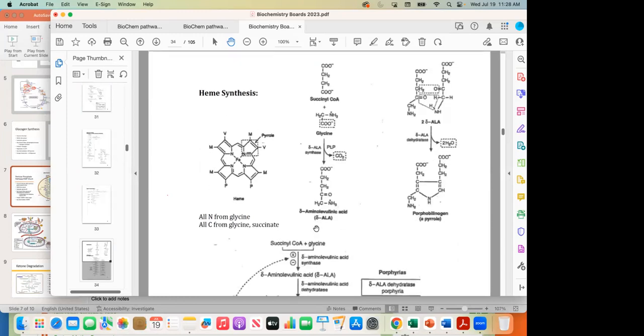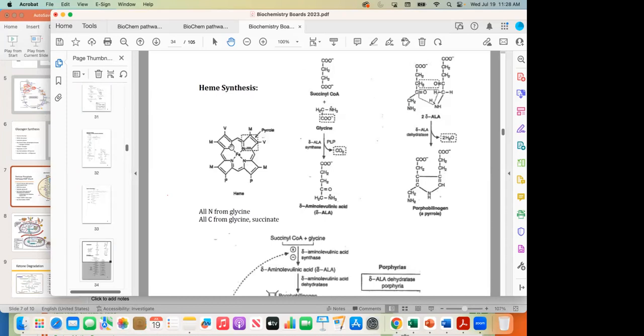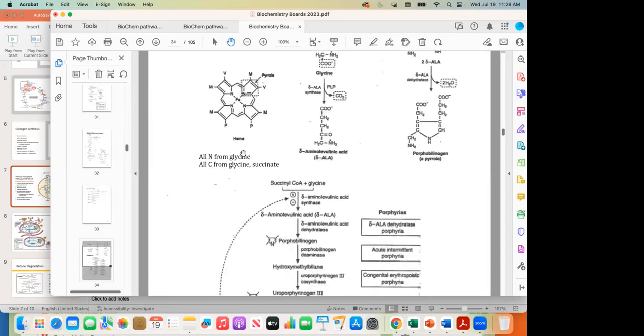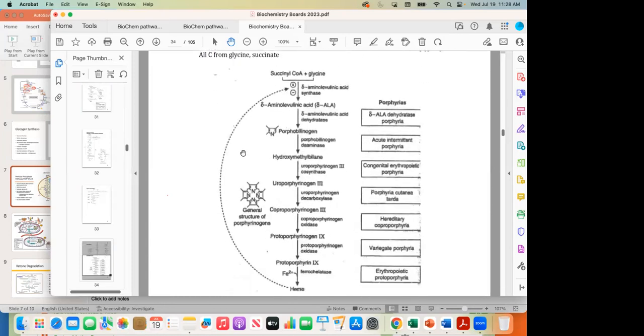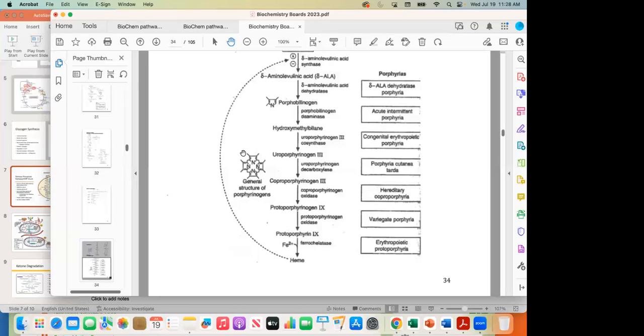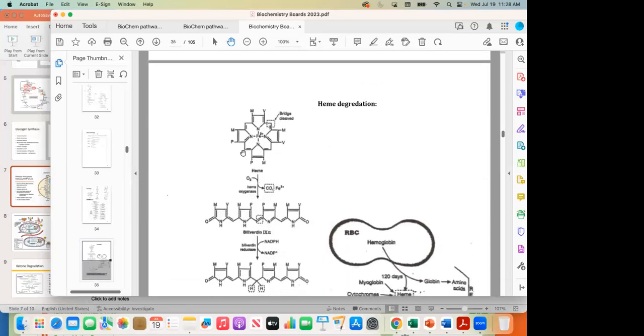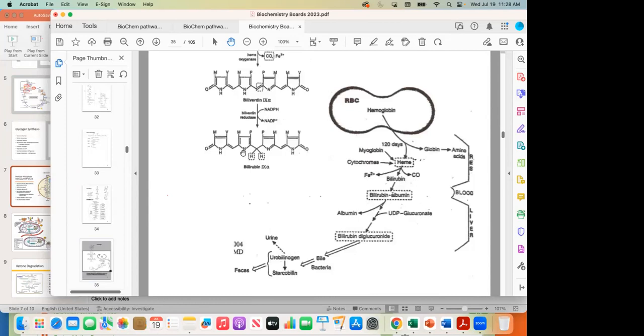When it comes to heme synthesis, really understanding the heme molecule and that there's an iron in the center, which is what's really binding your oxygen or your carbon dioxide, I think that is more ideal to understand right now, high yield wise. Heme degradation, I would say same.